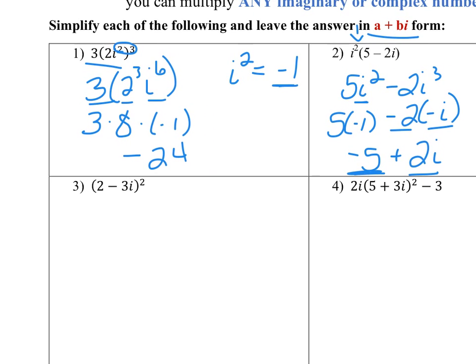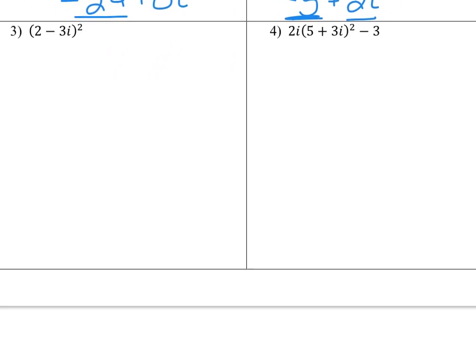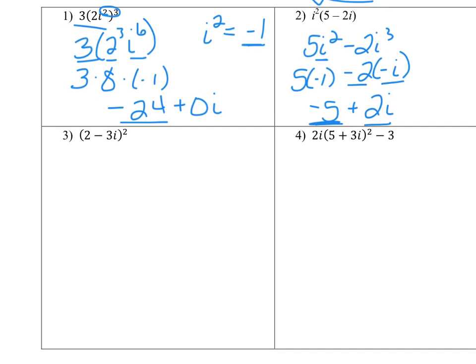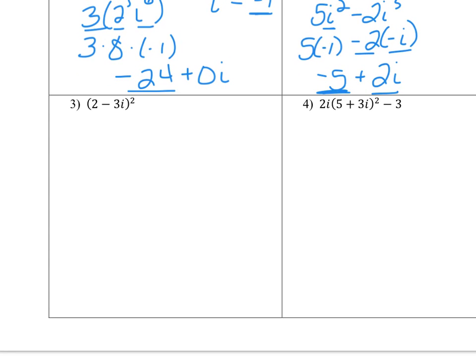Oh, this one I didn't leave in a plus bi form, so let's just take a second. This is the a. We don't have a b, so we just have to do plus 0i. Okay, that's all you have to do. Try these out. See if you can do them. There's a bunch of them left. I'm not going to step through all of these, but if you have any major questions, you can talk to your teacher tomorrow. But I'm going to do these, and then you can check your answers.